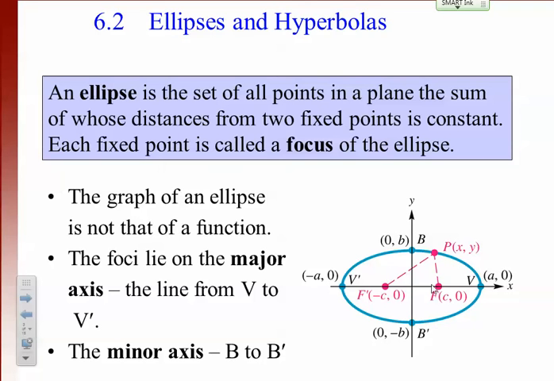And the A's always go with the longer one. So sometimes the A value is actually vertical and not horizontal like it is in this one. So the A's are not always associated with the X values. The A's are associated with the longest axis, whether that axis is horizontal like this or sometimes vertical.